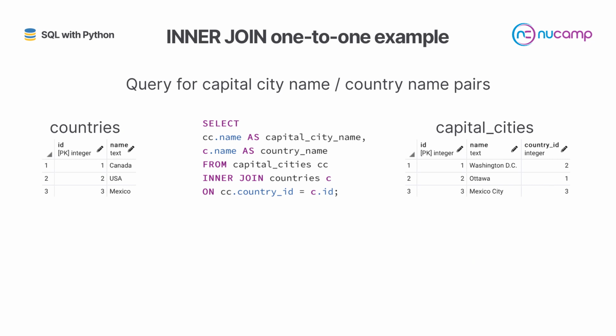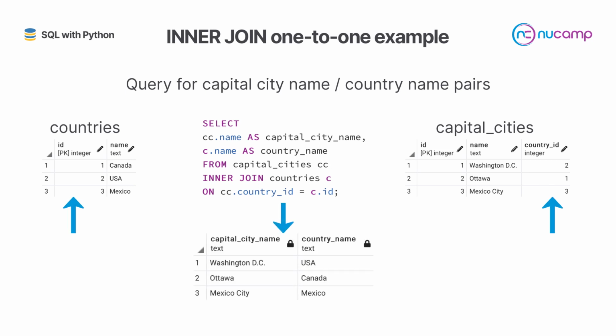There is a one-to-one relationship between countries and capital cities, because there is only one country to each capital city and one capital city to each capital. Assume that each table has a primary key column of ID. The country ID column in the capital cities table is a foreign key that references the primary key of the countries table. Our goal is to retrieve a result set that contains the columns capital city name and country name.